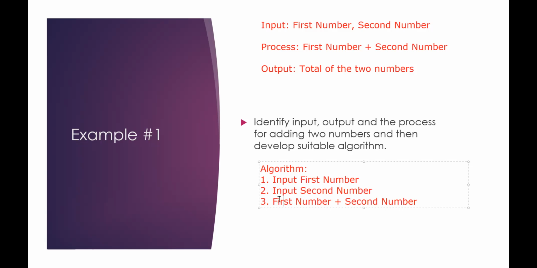To make it simpler, we can have a variable, say total, and we can assign this addition to total. So we can write total equals first number plus second number.